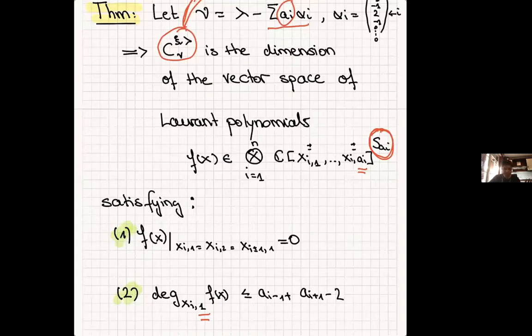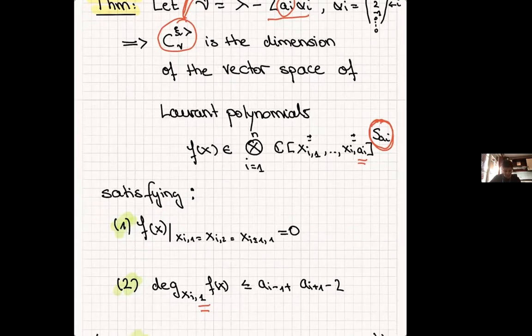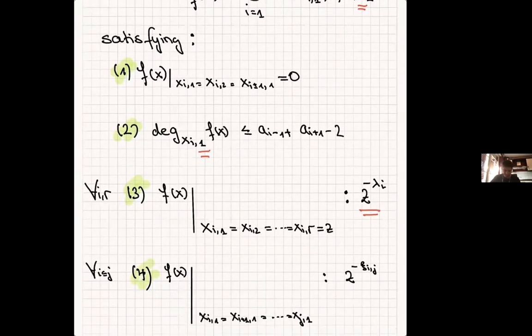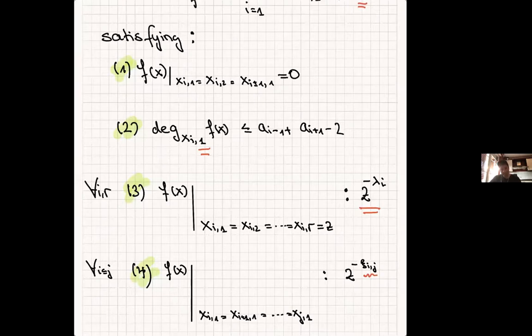Okay, so this more or less makes this vector space finite dimensional, because we know that these numbers are finite. The third property is if you do the evaluation xi1, xi2 up to xir, then you want that this polynomial is divisible by z to the power lambda I for each I and r. And then the last condition, since also these numbers have to enter, is if you do this evaluation, sorry, there's a z missing here, then this function should be divisible by z to the power minus psi ij.